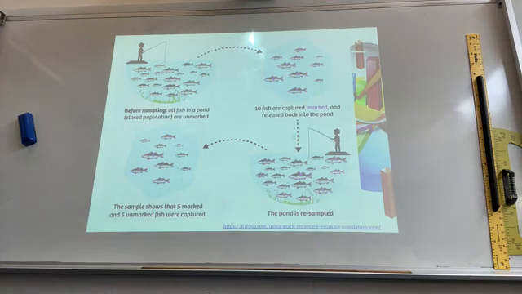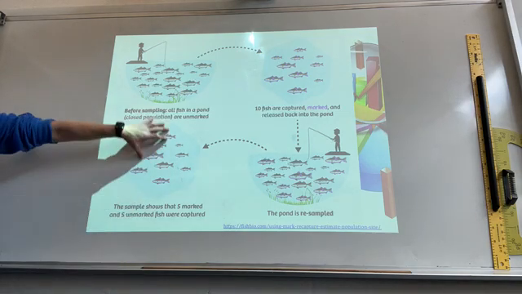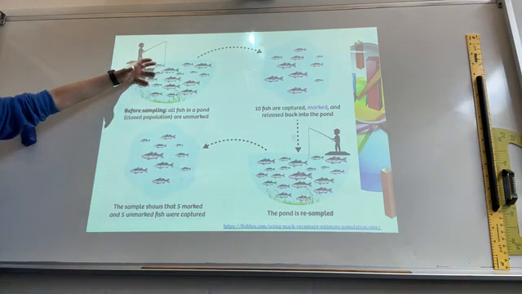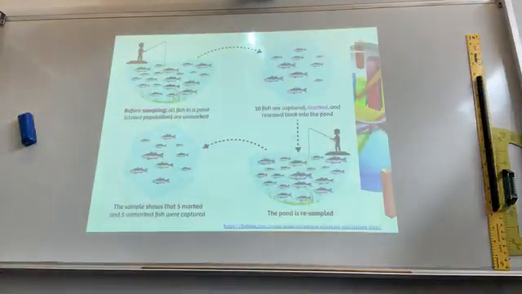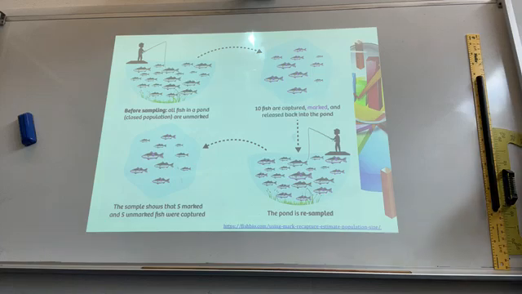So you capture 10 fish. And the sample shows that 5 marked and 5 unmarked fish were captured. So you're going to use the marked fish in the second sample to estimate the whole population. All right, this is what they do with capture and recapture. It's used a lot when they are studying animal behavior and that sort of stuff.